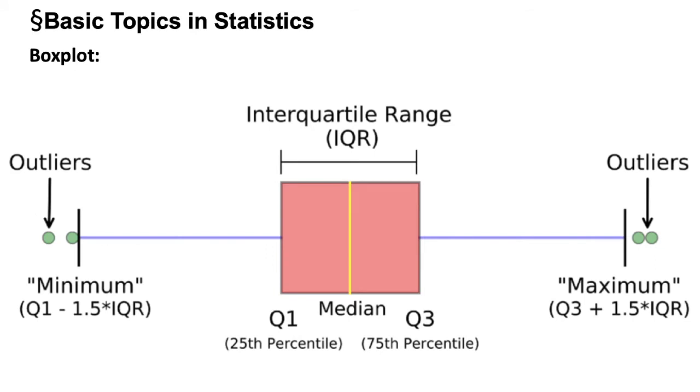Here's a box plot. As you can see, the middle box is from quartile 1 to quartile 3, and the median is somewhere in between quartile 1 and quartile 3, wherever it lands. Blue lines are the whisker lines, and the lower bound and upper bound are the minimum and maximum. And we can see that in this box plot we have some outliers.